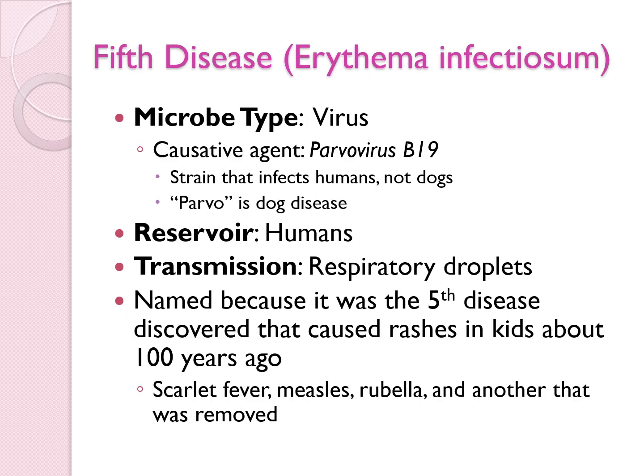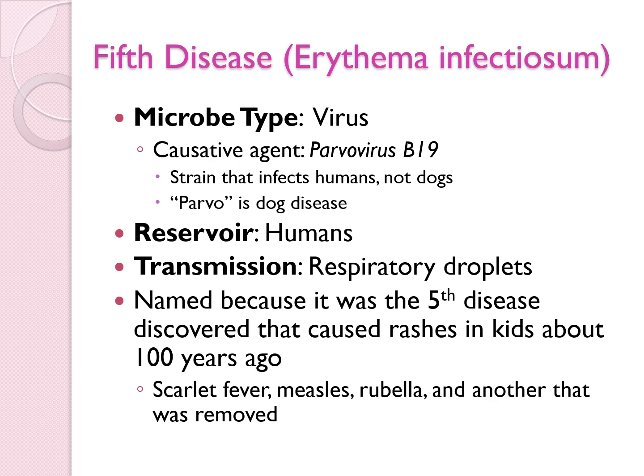All right, moving on to fifth disease. This is shockingly the fifth disease discovered that caused rashes in kids, and this was roughly 100 years ago. That is why it is named fifth disease. It does have another name. You can know it as that, but I would know it as fifth disease just because that's probably easier to remember. The microbe type is a virus, and the causative agent is something called a parvovirus.